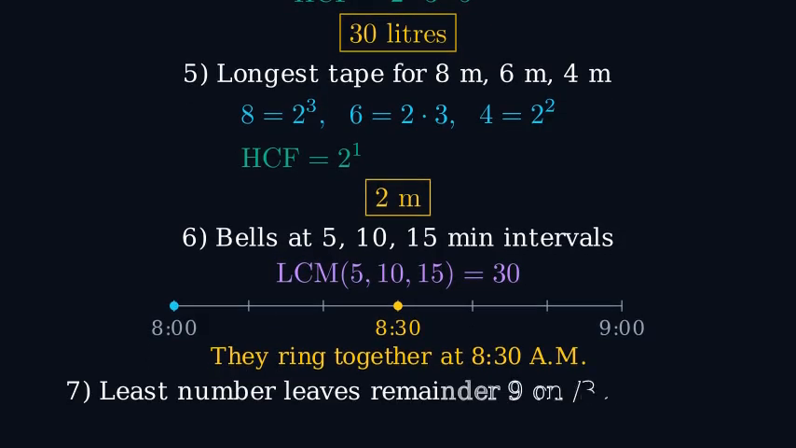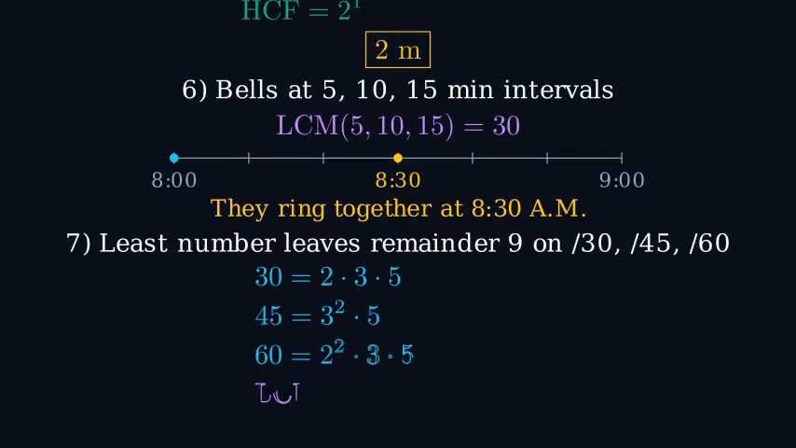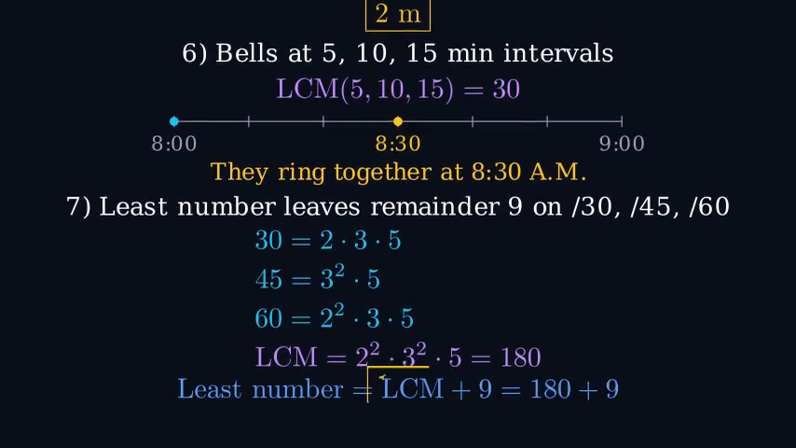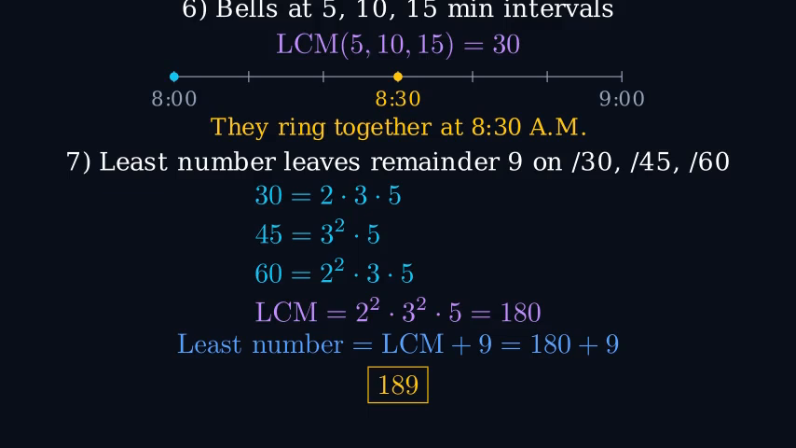Problem 7. Find the least number that leaves remainder 9 when divided by 30, 45, and 60. We first find the least common multiple. The least common multiple is 180. Add the remainder 9. So the least number is 189.